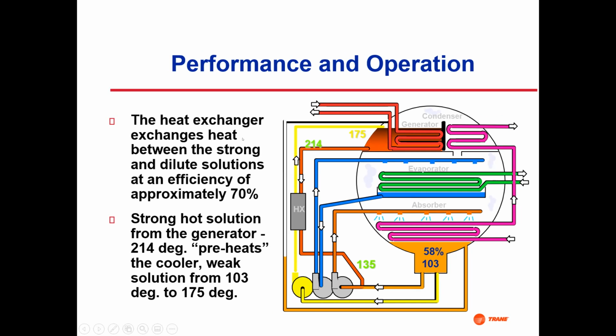Strong hot solution from the generator, about 214 degrees, preheats the cooler weak solution from 103 to about 175. So you see the temperatures were 103 down here. When we come out of the heat exchanger, we're about 175. There we're showing this coming out at 214, and it gets dropped to 135. So that's the function of that heat exchanger.